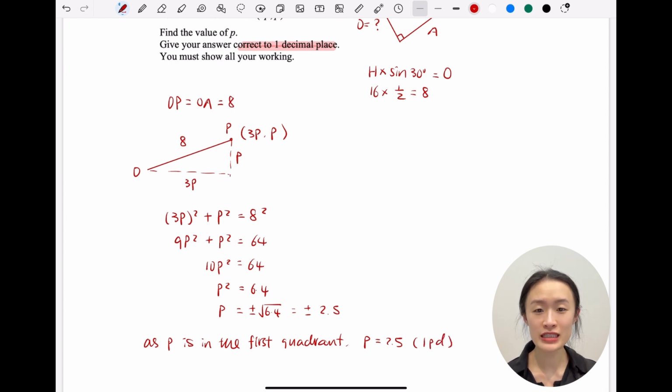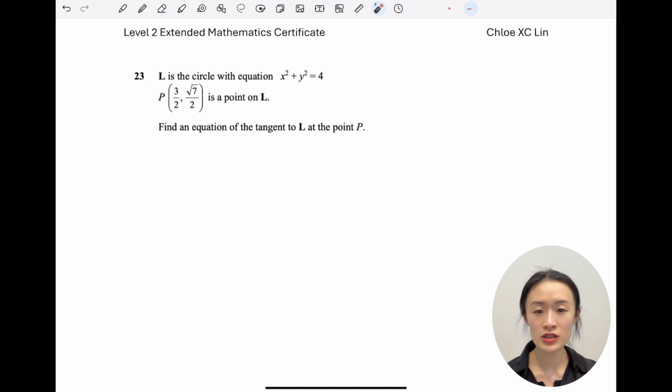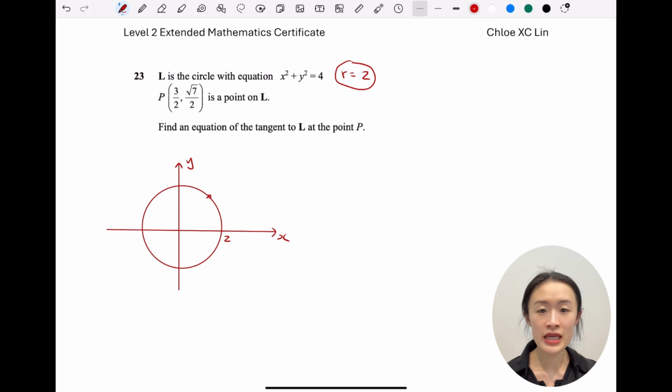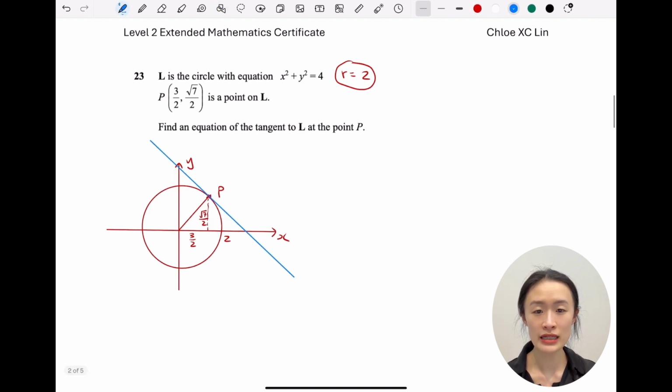Okay, now moving on to the second question. In this question, we are given the equation of the circle x squared plus y squared is 4. And then from here, we can tell that the radius is 2. Let's quickly get ourselves a sketch just so that we can visualize the problem. P is a point on the circle. There is a tangent to the circle at point P. So what we need to do now is to find the equation of this tangent line.